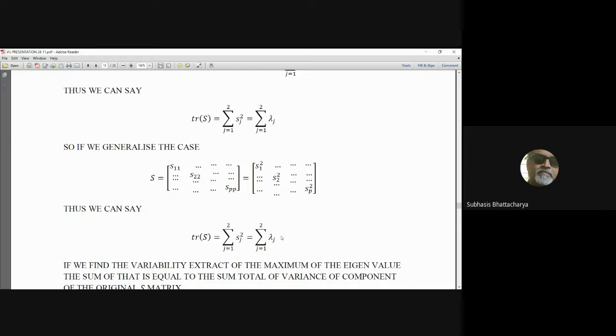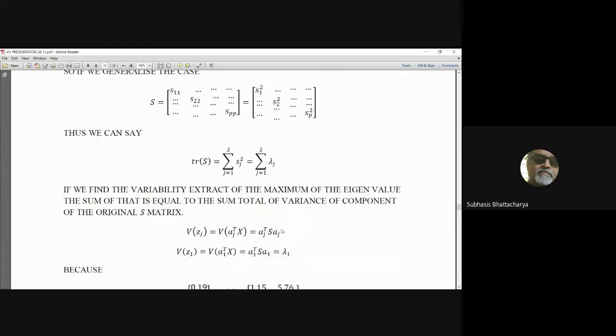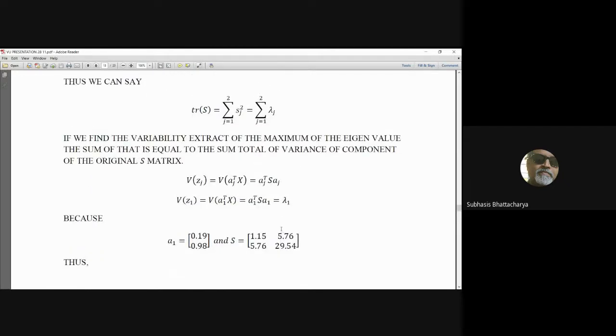Now if you express the percentage of one lambda out of this trace, then you can find out the variability, which is the maximum variability. Which principal component is maximum? The principal component process is derived in such a way that it maximizes the variability. For example, in our earlier example, if I consider A1 as we derived earlier, A11 is 0.19 and A12 is 0.98, and the S matrix is this.